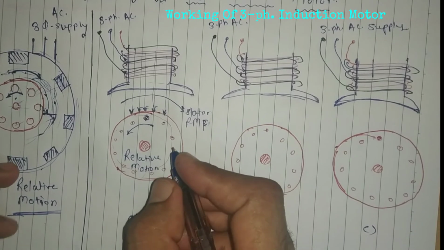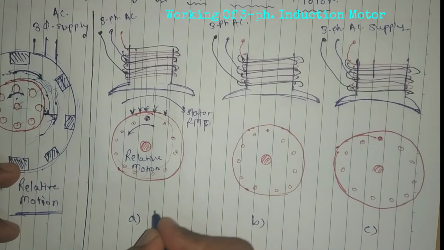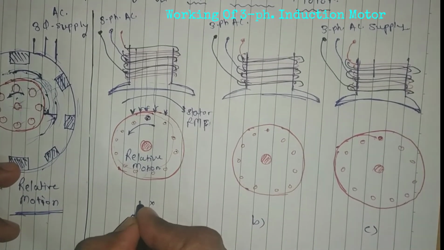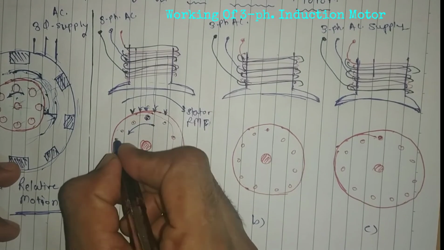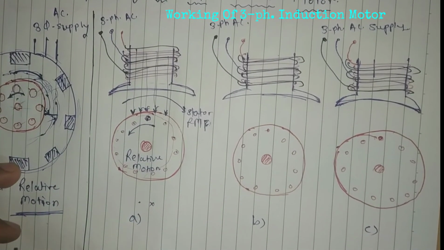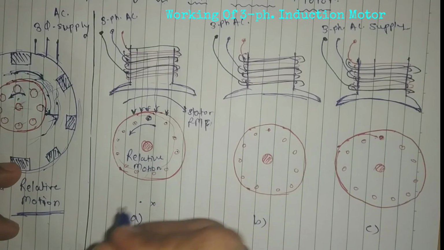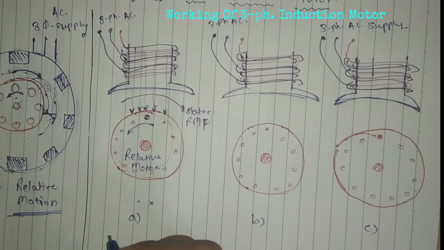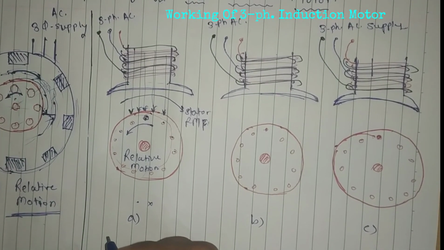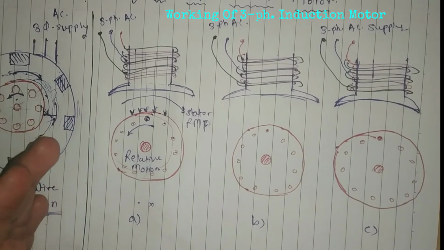right? If it is going inside, then we use a cross. Coming out, we use a dot, right? Now you can show the dot. Now just because of that current being present, a magnetic field is going to be produced, right? Now we'll see in the next diagram.